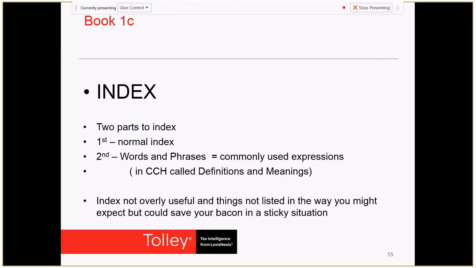Whether it's CCH or Tolley's, there's 2 parts to every index. Did you know that? 2 parts to the index. There's the normal index, and then there's a smaller, shorter index called the words and phrases in Tolley's, or definitions and meanings in CCH. This is what I call the noddy index, and that's the index you should always use first, because that's the nice, simple index. If you can't find it in that index, then go to the normal index.